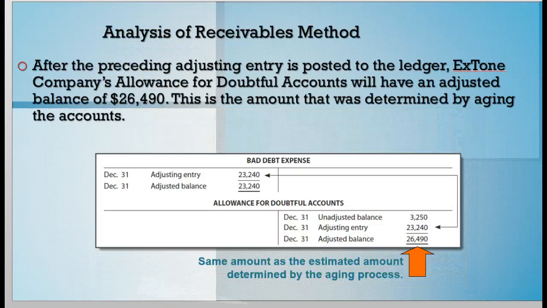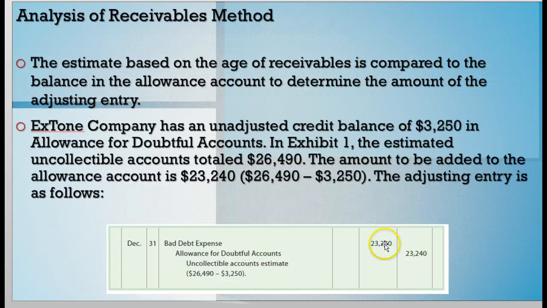So when you go to look at your allowance account now, you're saying, okay, I've analyzed it all over again. This amount is already included in there. I've come up with an adjusted balance of $26,490. This is what I need to have. How much is my bad debts expense? How much do I have to credit the allowance account to get to $26,490? So if I subtract $3,250 from the $26,490, I come up with $23,240. That becomes the bad debts expense.